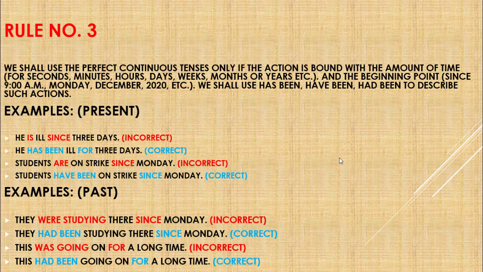"He was going on for a long time" is an incorrect sentence because we should use "had been" here. The correct example is, "This had been going on for a long time."